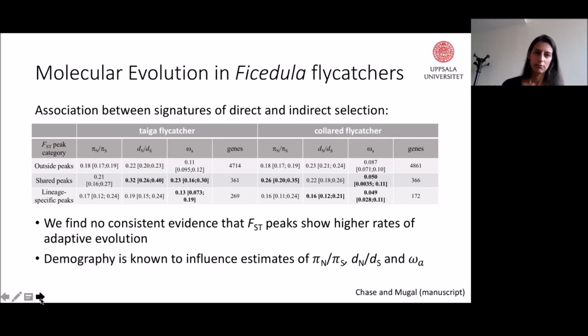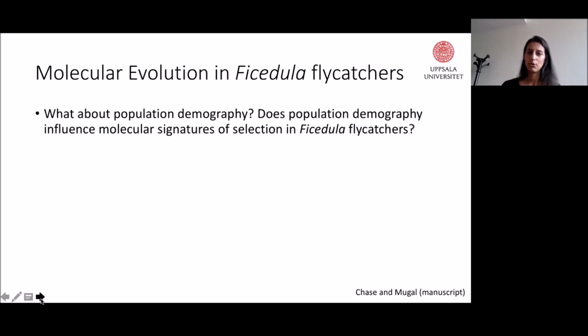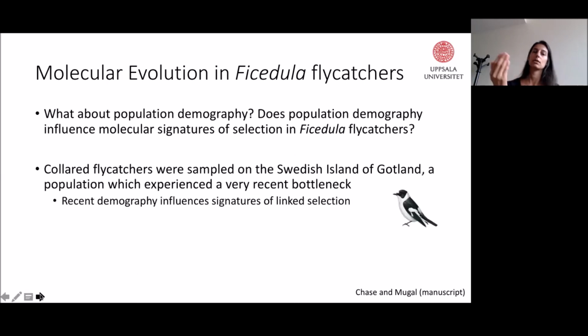So we wanted to know more. What about demography? Does population demography influence our molecular signatures of natural selection in the flycatchers? And this is now ongoing work. But what we also know is that, for example, the collared flycatcher has recently populated the Swedish island of Gotland. At least that's where we have collected our samples.